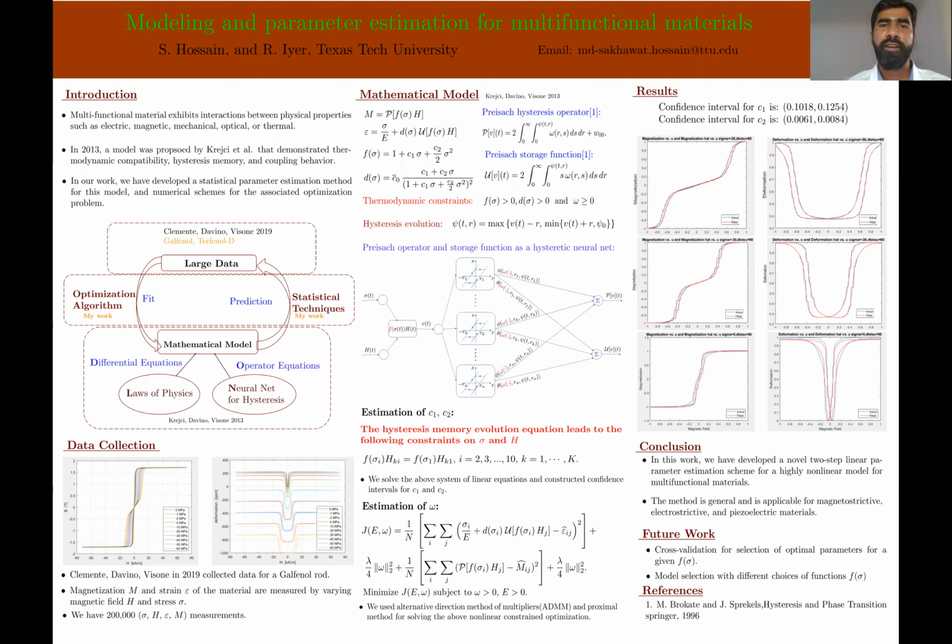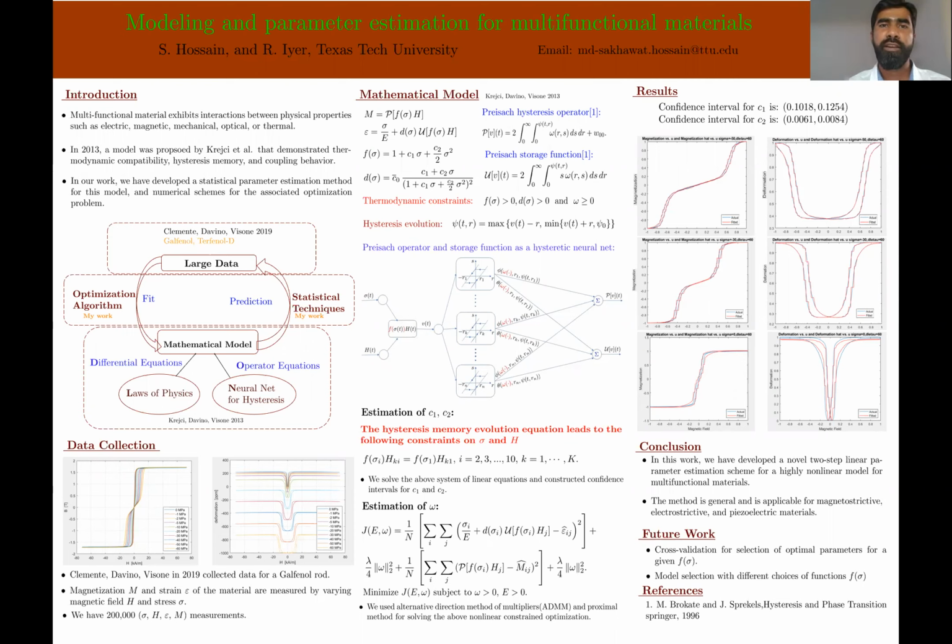So in the results, we included the confidence interval for C1, and we also included the confidence interval for C2. And we also included three figures for three different values of sigma. And here the red line represents the fitted value and the blue line represents the actual data.